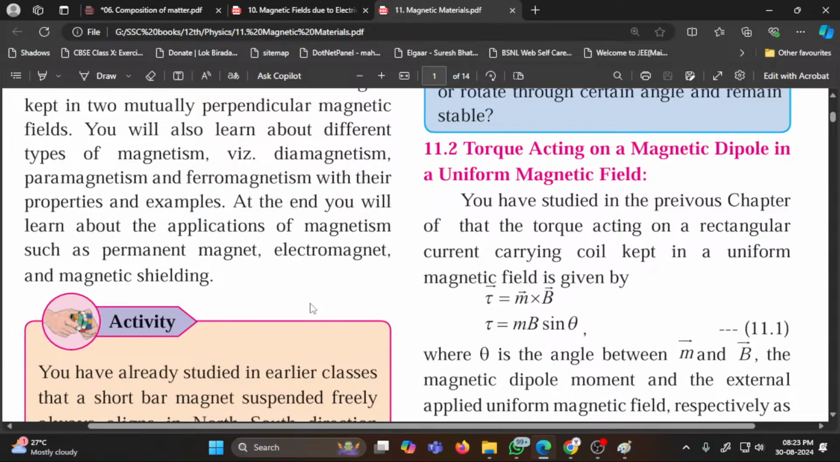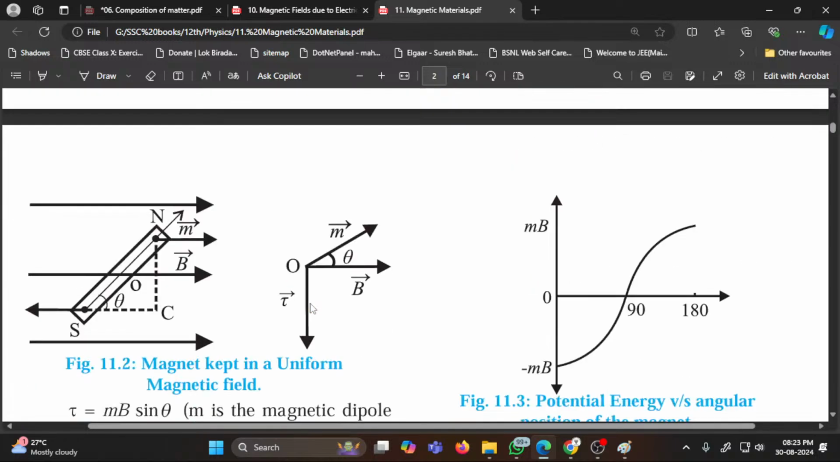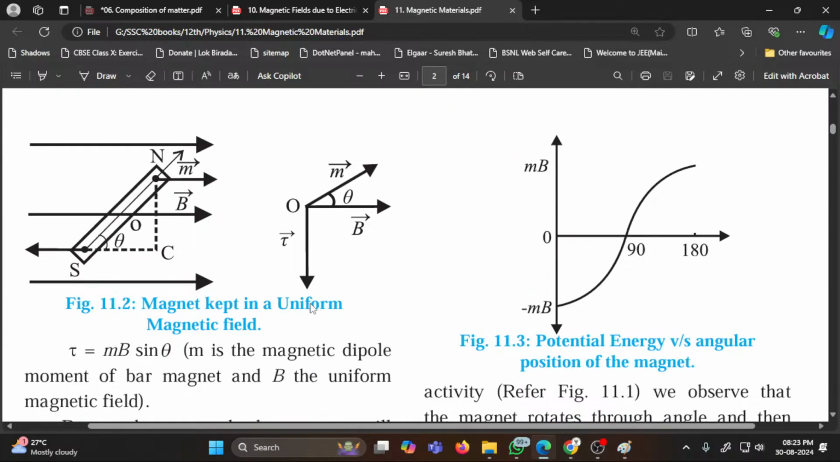Meaning is same. Here we are talking about maybe a bar magnet. There we had considered a rectangular coil. So tau bar is equal to m bar cross b bar and tau equal to mb sin theta, where theta is the angle between m bar and b bar. The magnetic dipole moment and the external applied uniform magnetic field respectively are shown in figure 11.2.